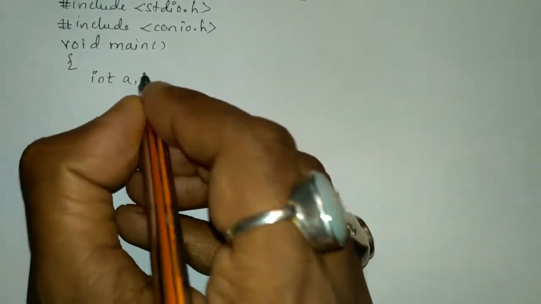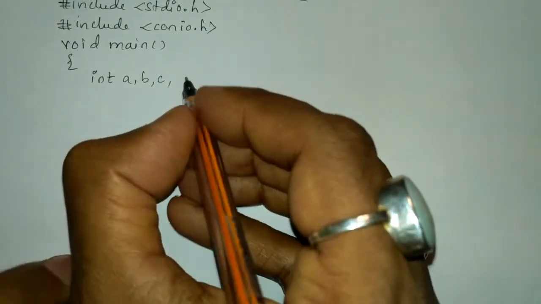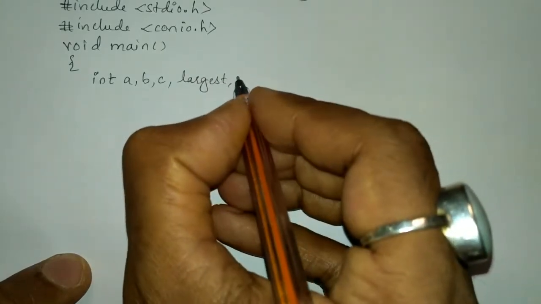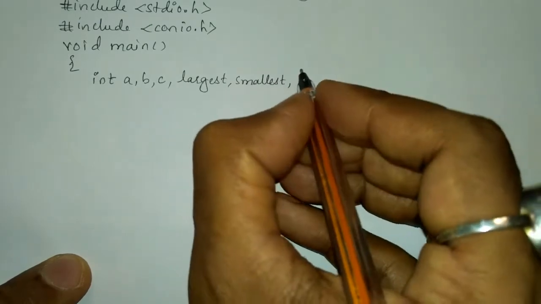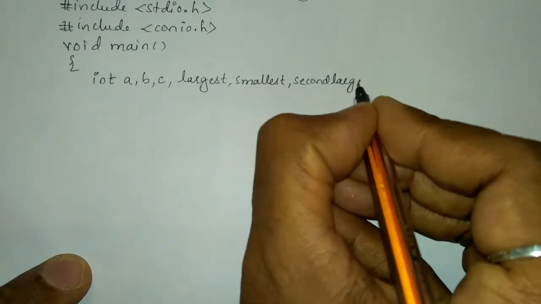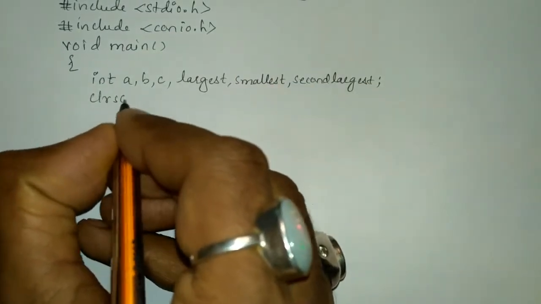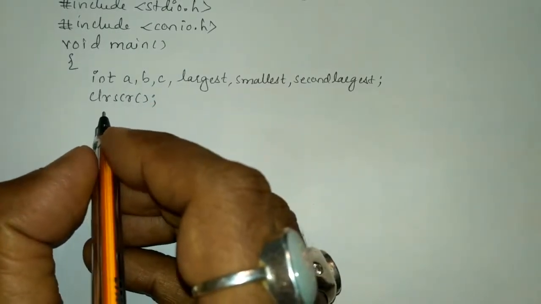I'll take three variables a, b, c, then I'll take three more variables, that is largest, smallest, and the third I'm going to take is second largest. Put semicolon. Now I'll write the clrscr function. This is used to clear the screen.